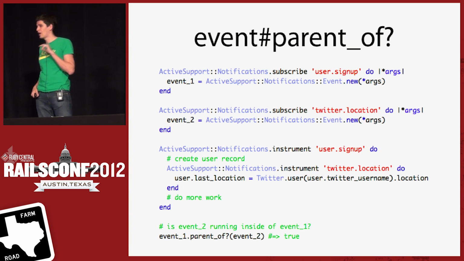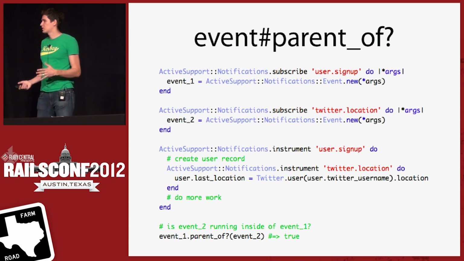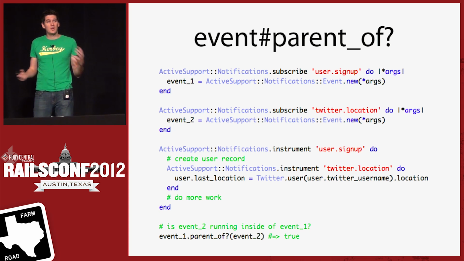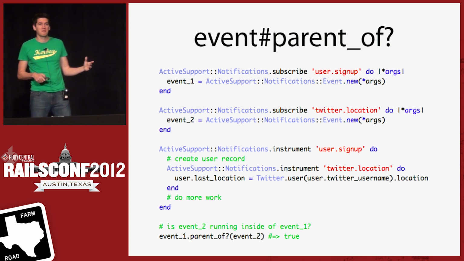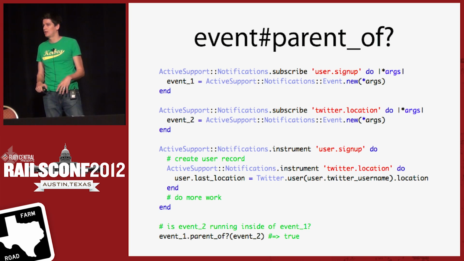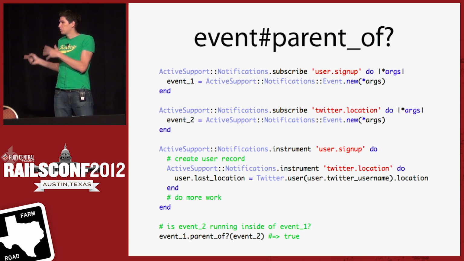The event helper class also has a kind of neat trick, which I don't think you'll use a lot, but it's good to know that it's there. Essentially, if you have 2 events, you can use this parent of method to ask one if the other one happens entirely inside of it. So in this context, we've got one event that's happening completely inside the other, and this parent of method would actually return true.